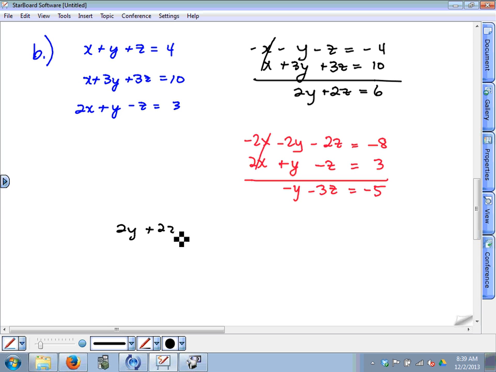We have 2y plus 2z equals 6. We have negative y minus 3z. This one doesn't solve just by combining variables. We have to change some things here. I just multiply the top one by 2. Which one are you trying to eliminate? Y. The bottom one? Yeah, the bottom one. So you multiply this one by 2. So that became negative 2y minus 6z is equal to negative 10.